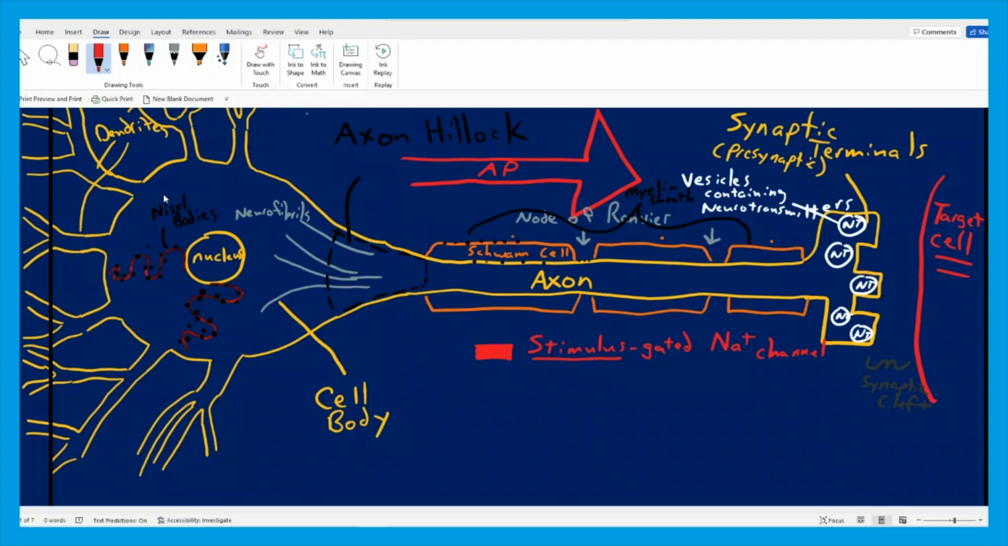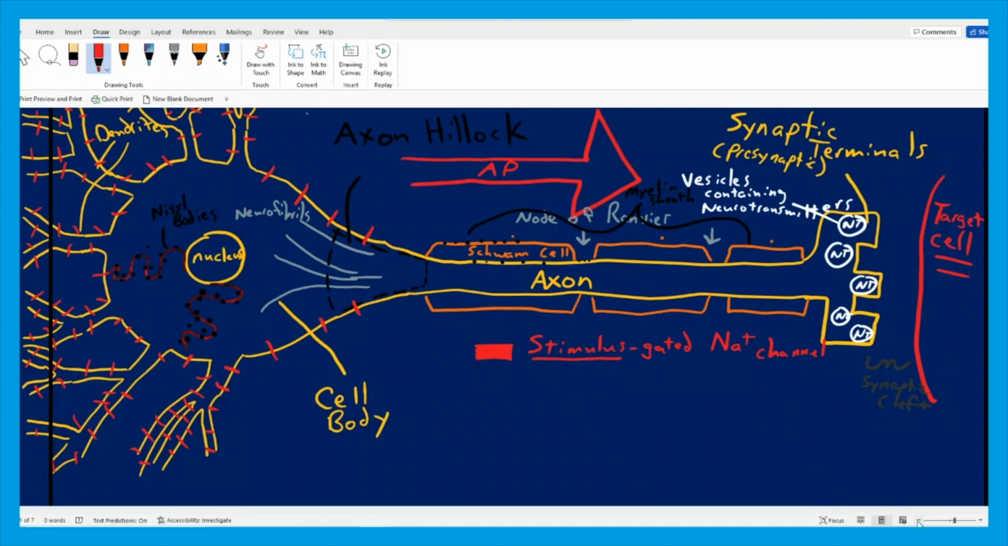And where do they live? All over the dendrites and on the cell body. So draw in your stimulus-gated sodium ion channels on the cell body of your neuron and all over the dendrites. Take your time, make it look nice. You've got to be able to draw at least as well as I can. There we go. Stimulus-gated sodium ion channels.